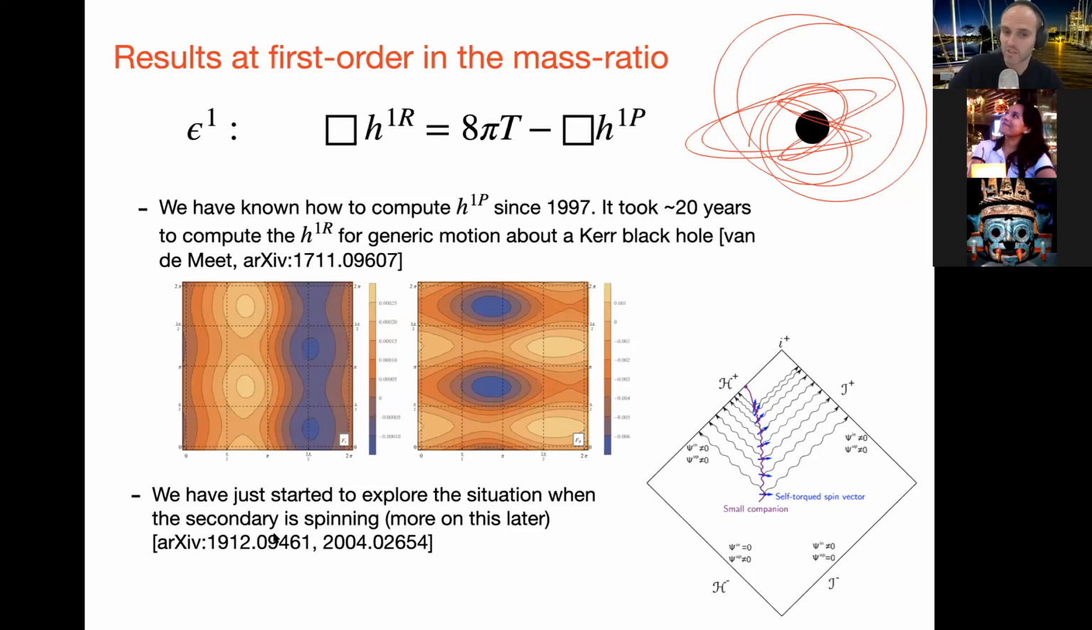That's when the secondary is not spinning. We do actually care about the case when the secondary is spinning. It influences the flux in an important way. But there are recent papers, one that I've been involved with and another from a group in Rome, that studied how to calculate this as well, but for simpler orbital configurations.